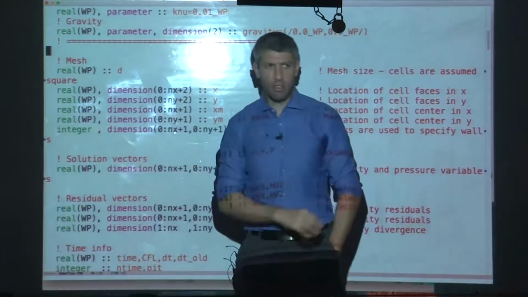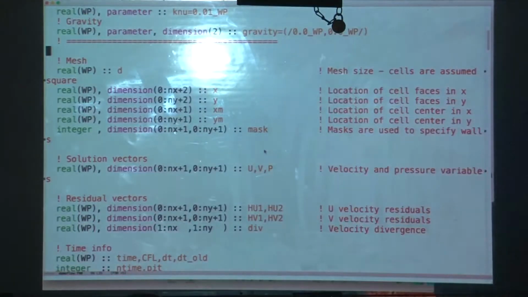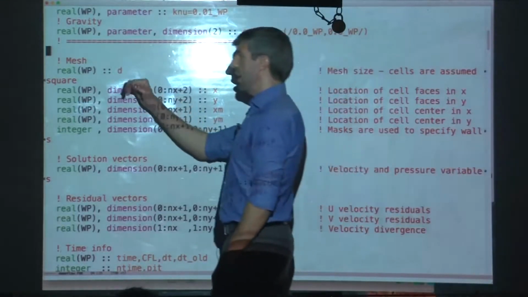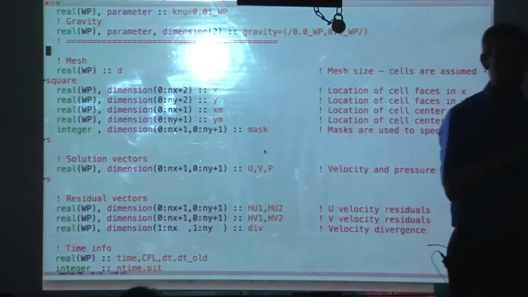I'm storing my mesh size, the cell width, as d, a single number, because I'm assuming that the mesh is square. This is another simplification that's not particularly required, but that allows us to not worry about lots of things. So basically, I'm assuming that dx and dy is the same, I'm calling that d, and that's all we're going to be using.